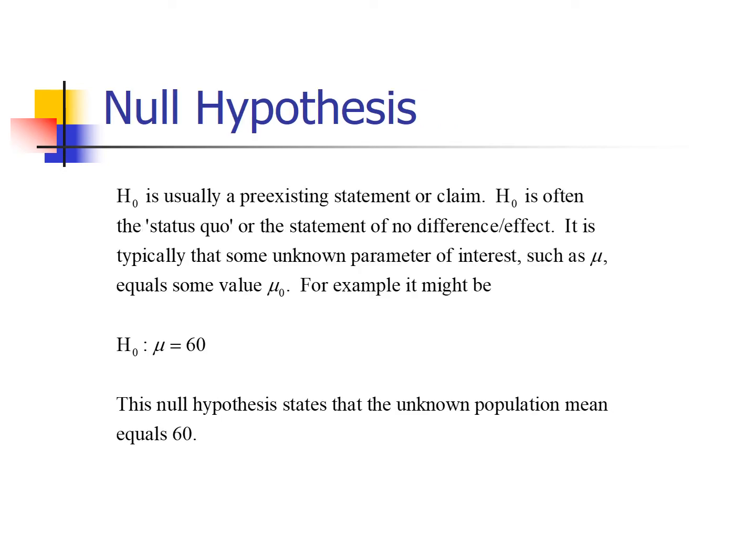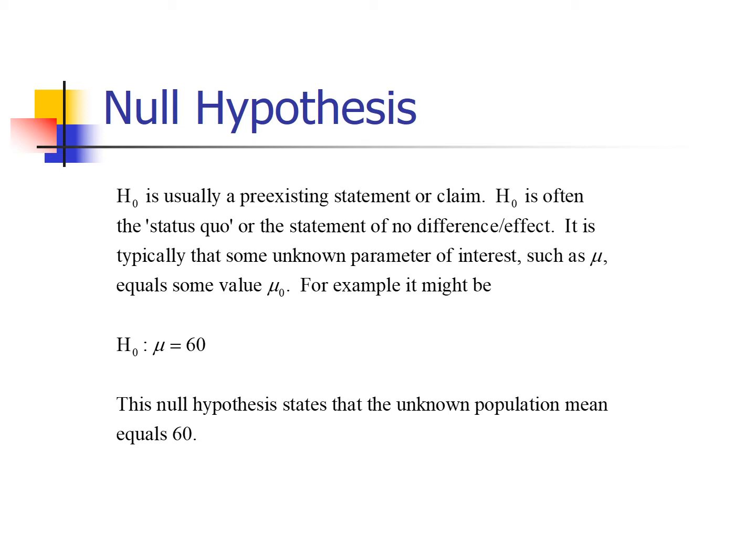So, the null hypothesis, h naught, is usually a pre-existing statement or claim. The null hypothesis is usually the status quo, or a statement of no difference or no effect. It's typically that some unknown parameter of interest, perhaps at least to start with the population mean, equals some value mu naught. For just dabbling in hypothesis testing, the null hypothesis will always be a statement of equality. It's always going to be that some parameter equals some number.